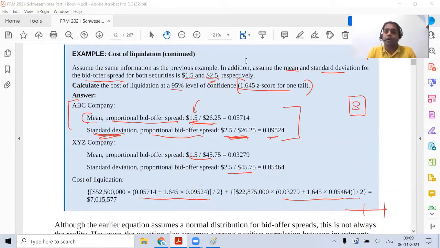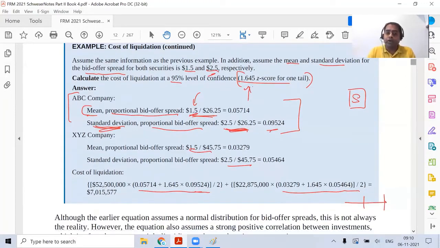The main point to understand is that they're not directly using 1.5 and 2.5, which were the mean and the standard deviation, because the mean and the standard deviation are for the bid offer spread, not for the proportional bid offer spread. So we have to convert and then use it. That's the only tweak. Perfect. And over here, we have used 1.645. This is similar to your Level 1 Z value.